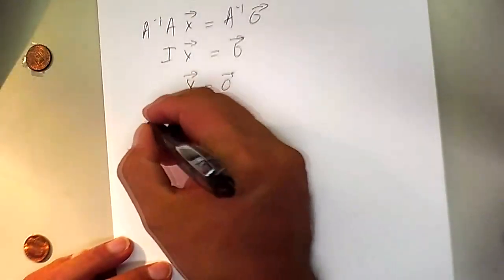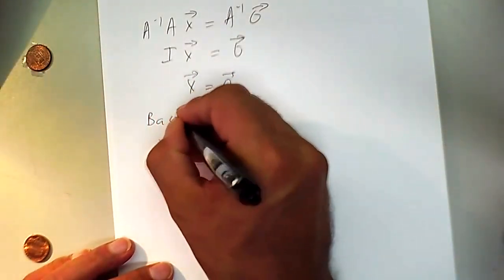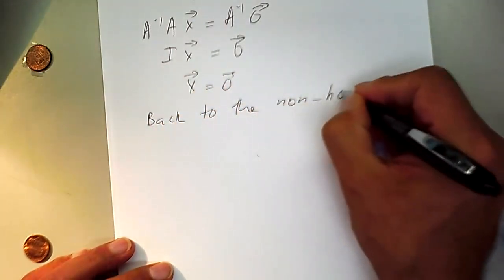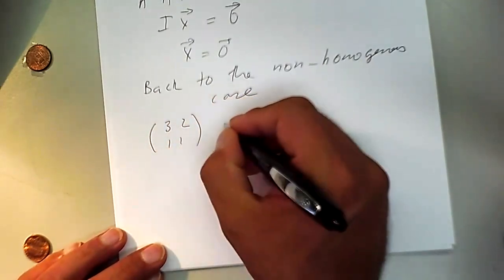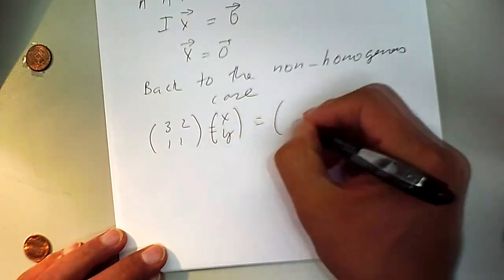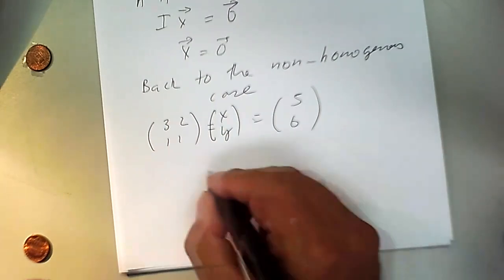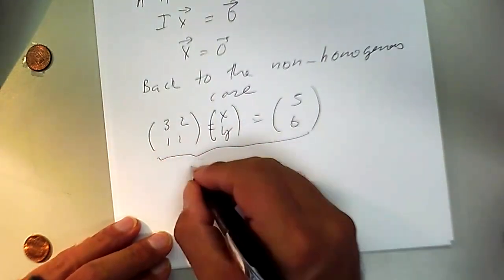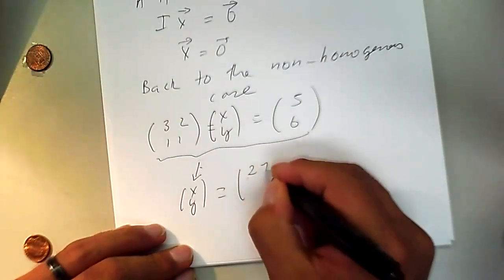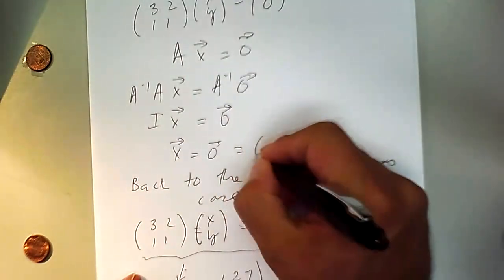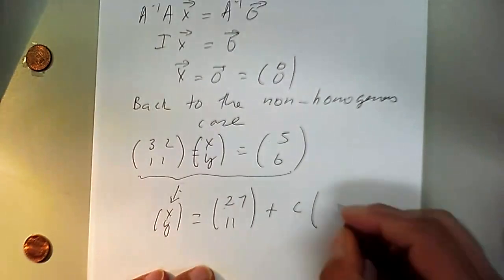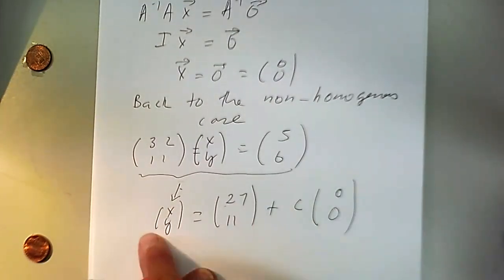So back to this example where we were, in the non-homogeneous case, where we had 3, 2, 1, 1, x, y equals 5, 6. The answer was, after doing a bunch of work, x, y equals, I think it's 2711. Yep, there it is, 2711. Plus, actually we could add a constant times the solution to the homogeneous equation, a constant times 0, 0. So technically speaking, that would give us all the answers.